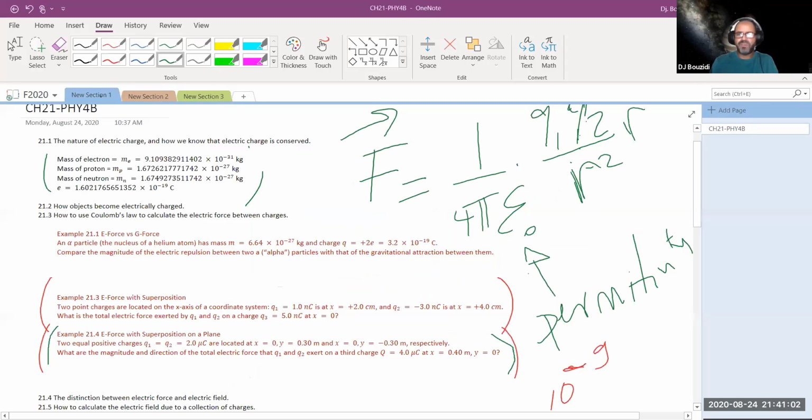So now we know how the force works, okay? So we have an understanding of the law. The next concept, the higher-up concept that we're going to introduce, is the so-called electric field.